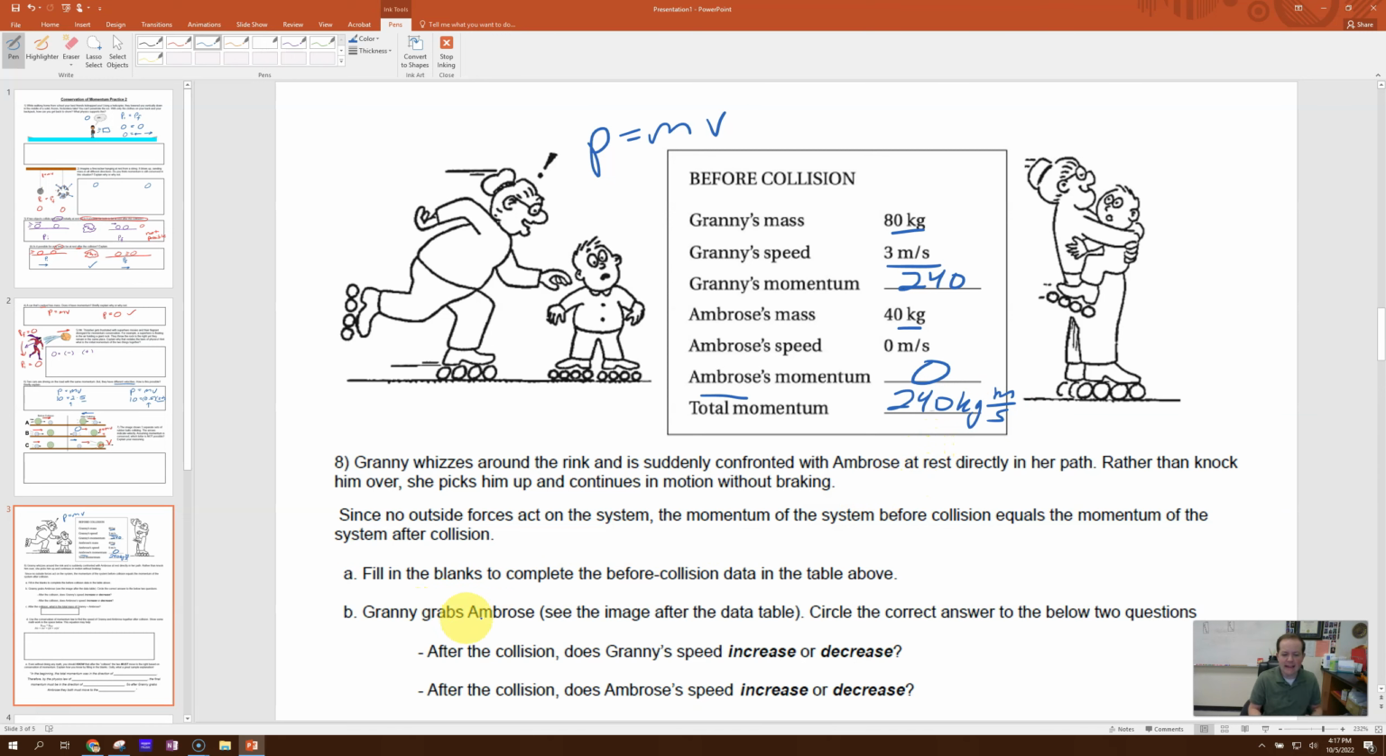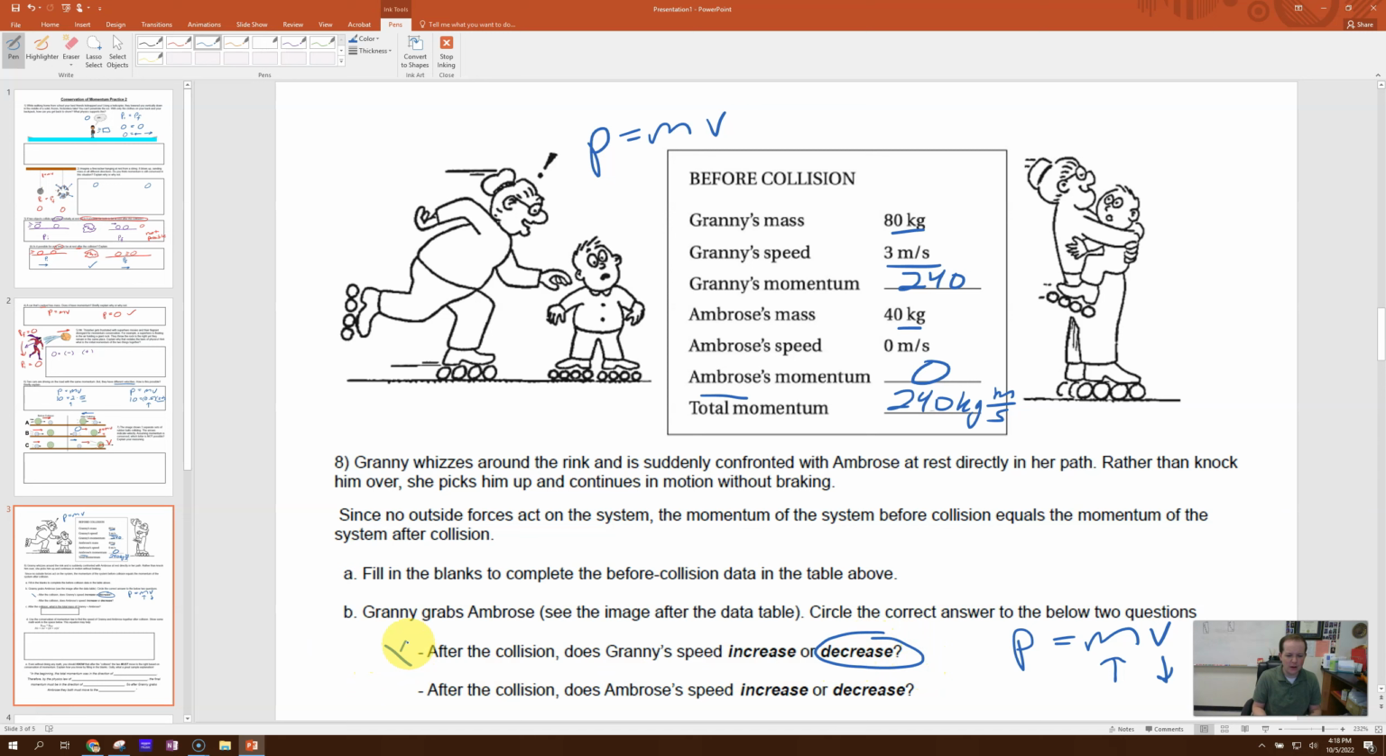Now, letter B, Granny grabs Ambrose, right? That's what the picture shows. All right, circle the correct answer. After the collision, does Granny's speed increase or decrease? Well, we could prove this mathematically, but think of a scenario. You're moving, or maybe you saw this with the lab. If you grab something, if momentum is conserved, but all of a sudden you have more mass, if the mass goes up, the velocity should go down. Or maybe you just thought of this in the real world. If Granny was sliding, then grabbed something heavy, it seems more likely that their velocity will go down.